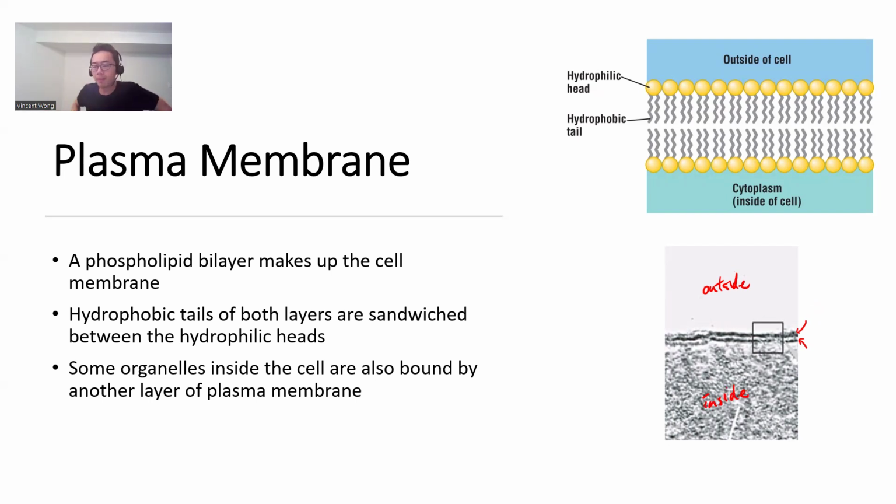Now, the plasma membrane is not just forming the cell membrane. There are some organelles, as you will see, that are also bound by the same kind of plasma membrane. Some of the organelles that we learn, you will see, have two of such membranes in some cases. All right, moving on.